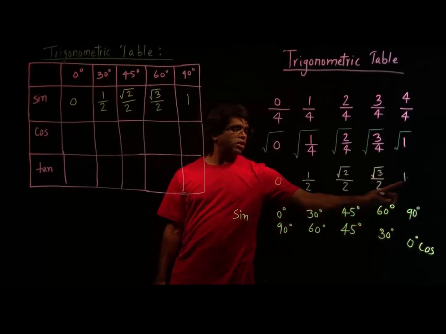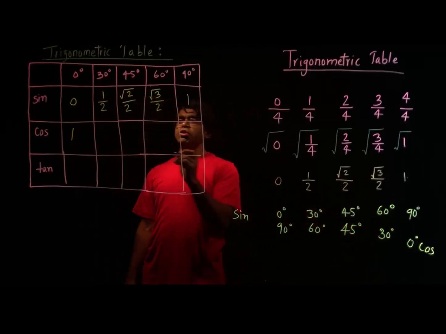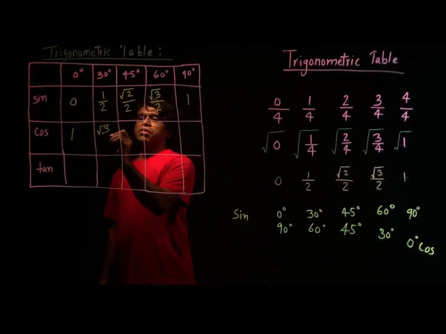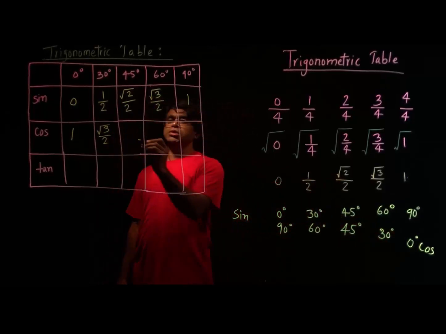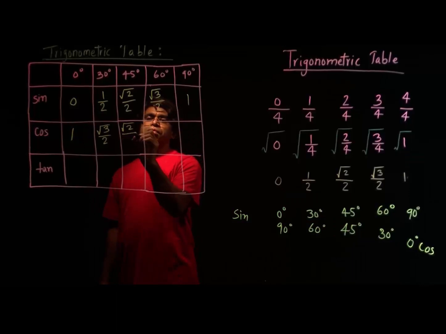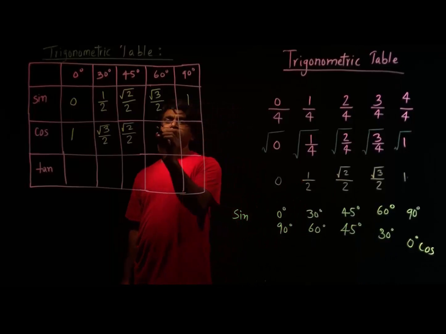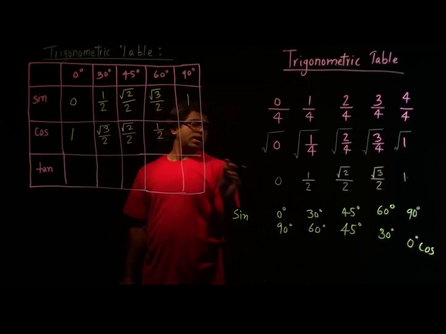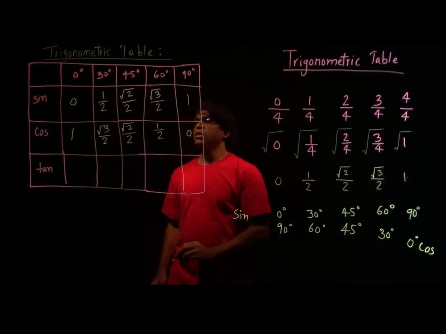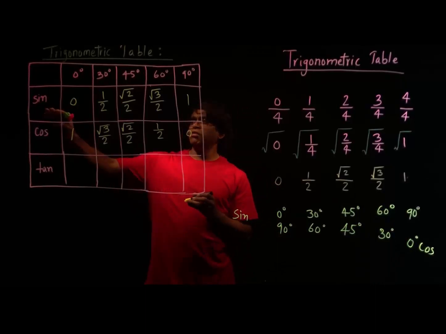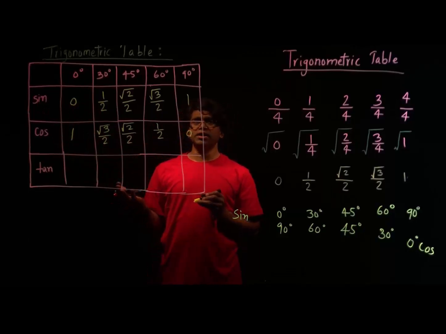So cosine 0 is 1, cosine 30 is root 3 over 2, cosine 45 degree is root 2 over 2, cosine 60 is 1 over 2, and then cosine 90 is 0. So I got my table for sine and table for cosine. Now I need to find the tangent.